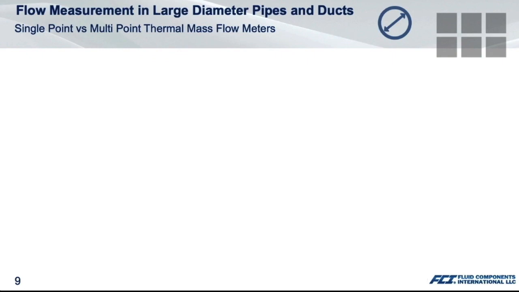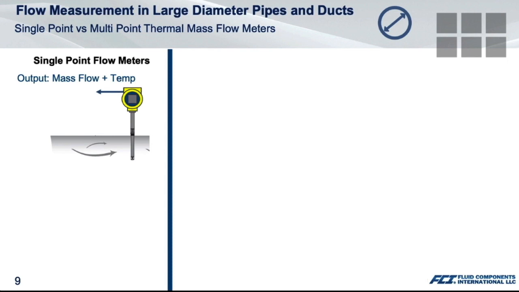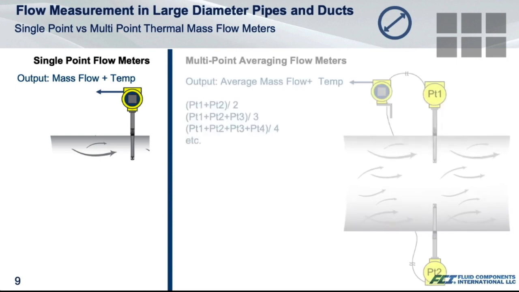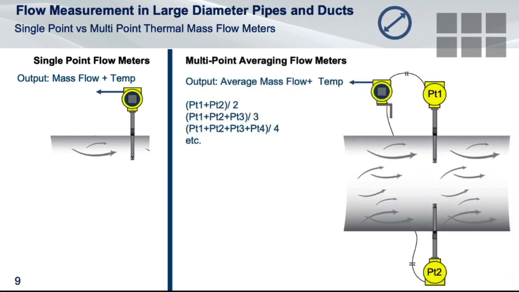So let's take a look at the difference between a single point and a multi-point flow meter. In most applications, we're used to seeing one flow element in the pipe, which goes back to the transmitter. The transmitter provides a 4 to 20 milliamp mass flow output. But in the larger pipe diameters, we have that flow profile that's supposed to be flat in an ideal condition, but in the real world, typically it's not flat. So we have a disturbed flow profile.